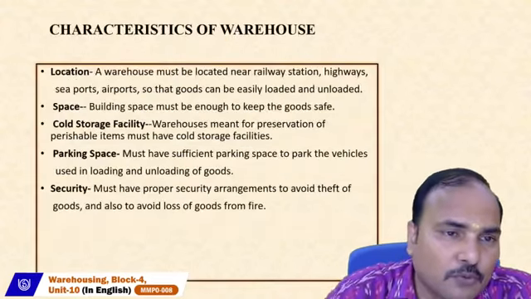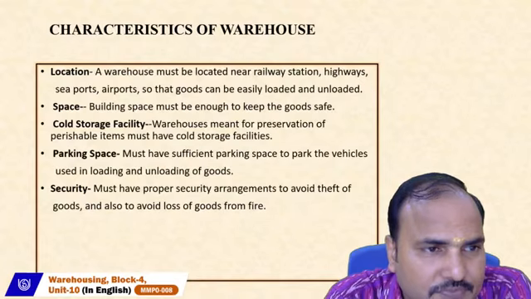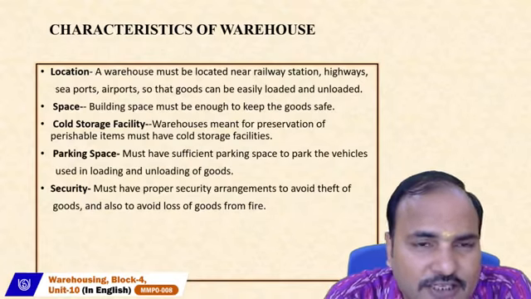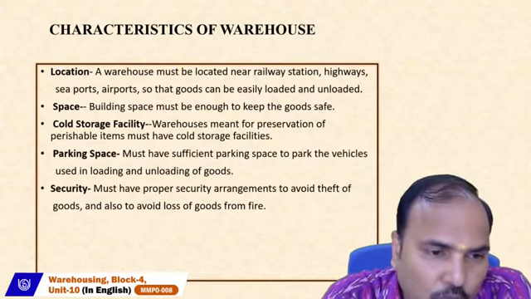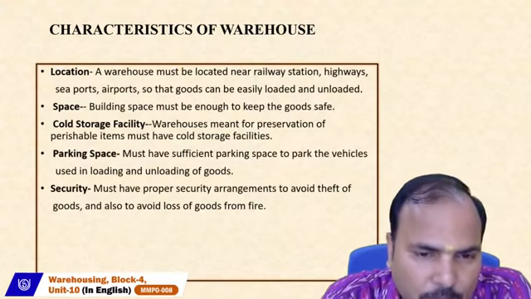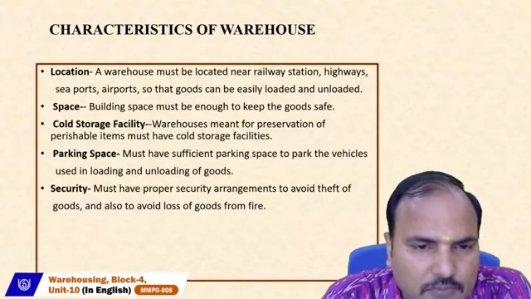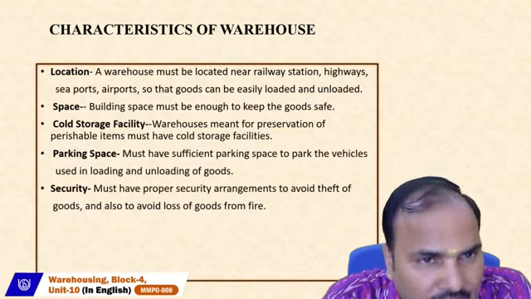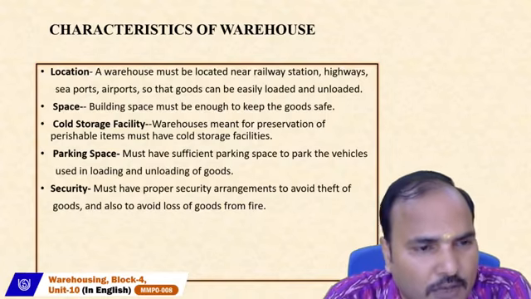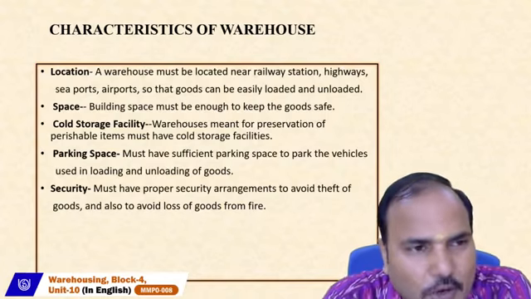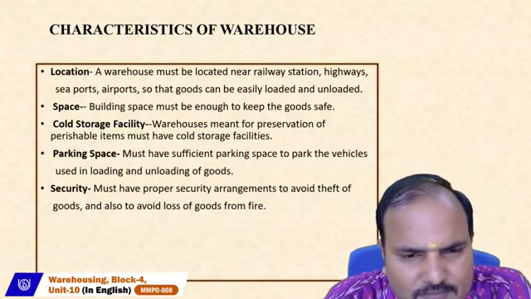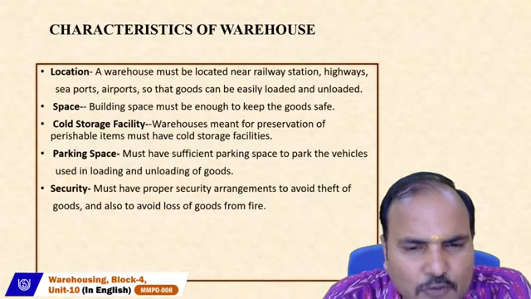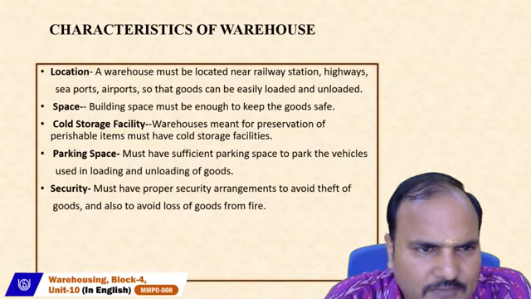So in this warehouse system also, let us know what the different characteristics of a warehouse are. That means what are the basic criteria to become a warehouse? One is location. You know what location is? It basically indicates a physical or geographical location.